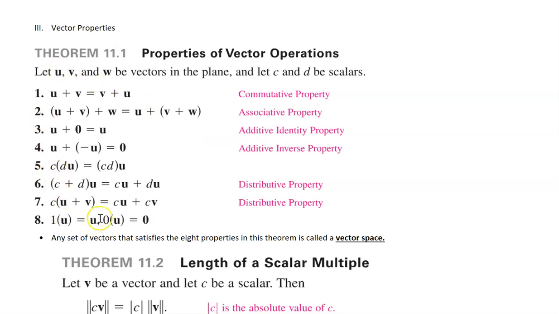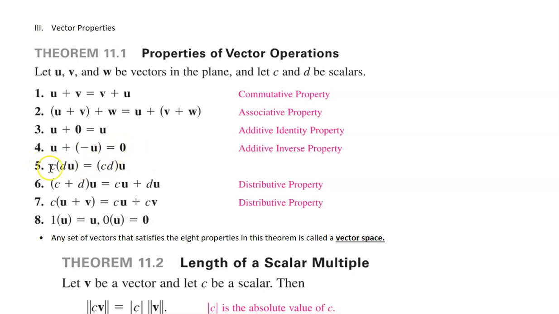The following 8 properties can be used whenever you're doing operations with vectors. The commutative property just basically says it doesn't matter which order you add them in, they're the same. You can group them using the associative property. Anytime you add u to the 0 vector, you get u back. And anytime you add u and negative u, you get the 0 vector.